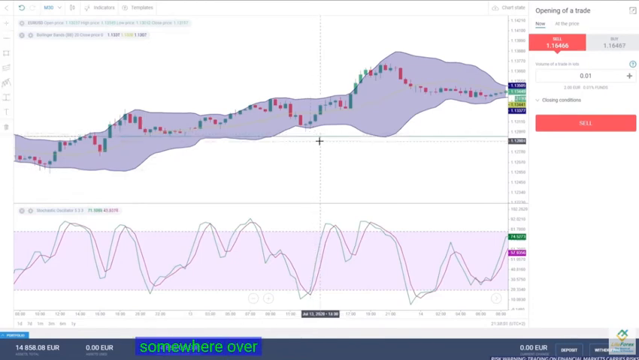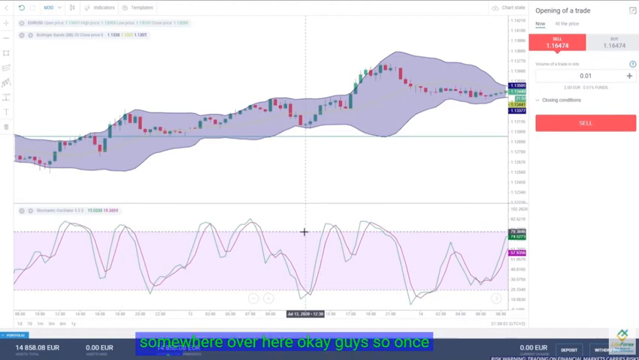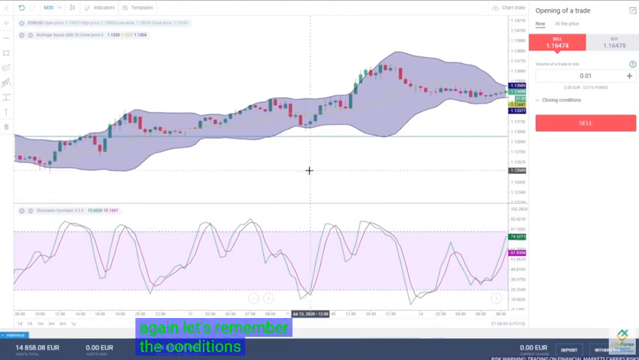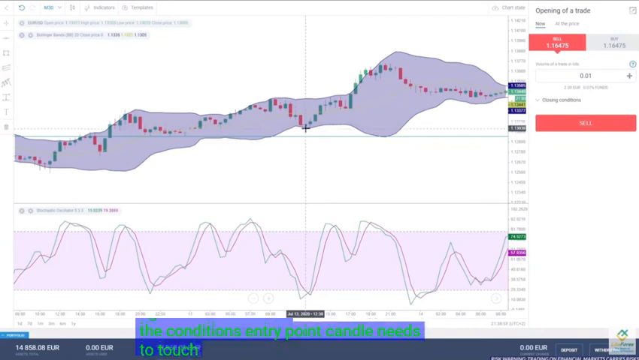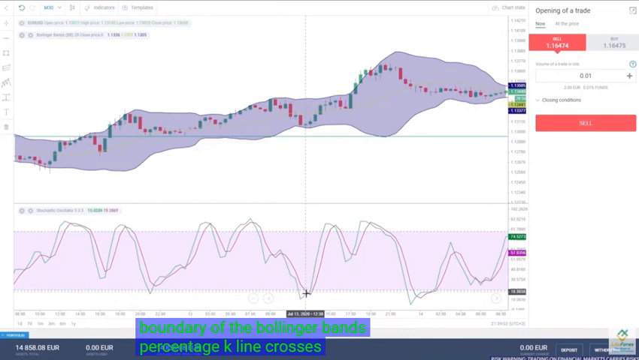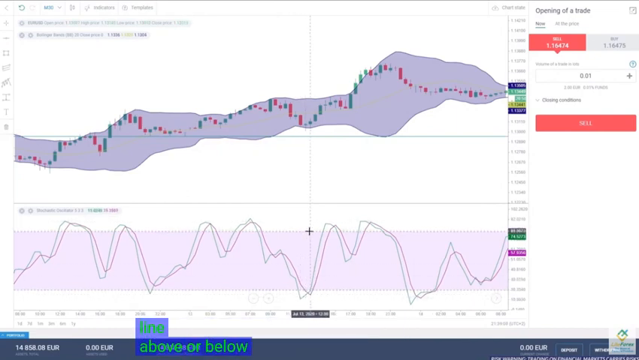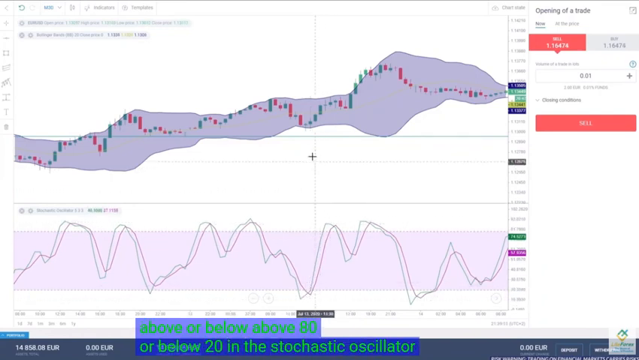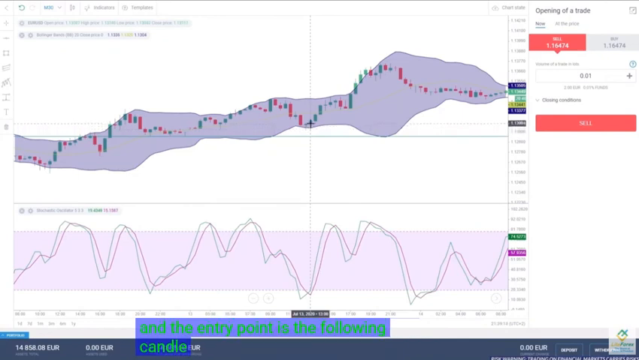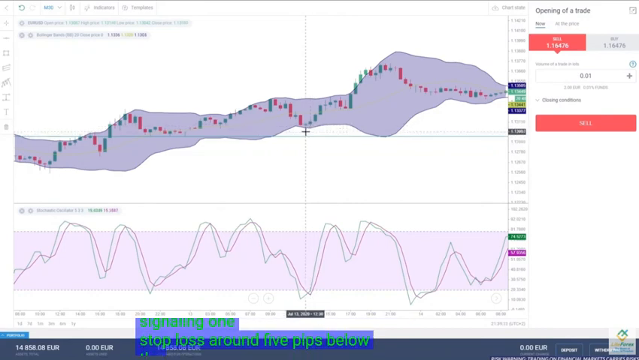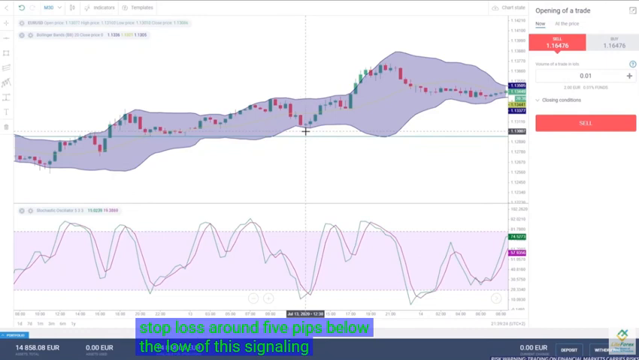Okay guys, so once again, let's remember the conditions. For the entry point, the candle needs to touch or cross the lower or upper boundary of the Bollinger Bands, and the percentage K line crosses the percentage D line, above 80% or below 20% in the Stochastic Oscillator. The entry point is the following candle, the next one after the signaling one. Stop loss is around 5 pips beyond the low of this signaling candle.